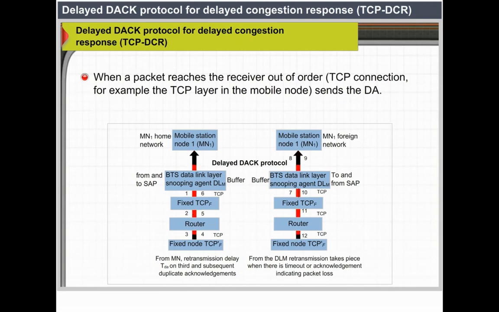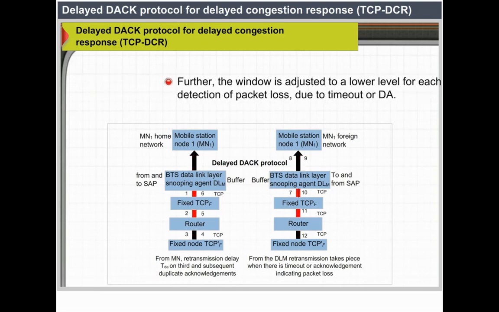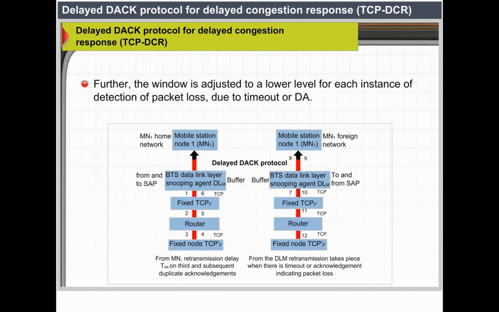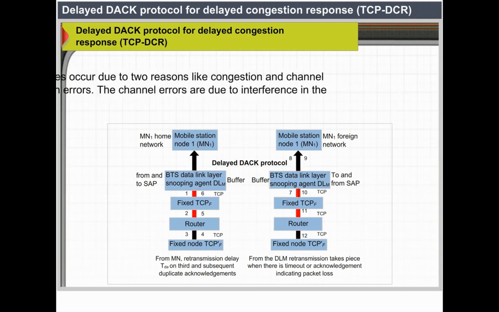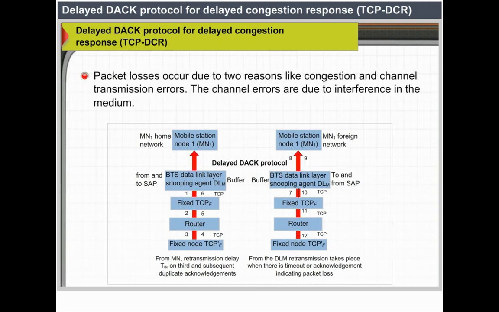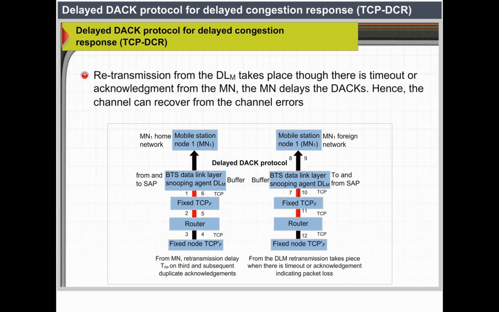When a packet reaches the receiver out of order, the TCP layer in the mobile node sends the DA. Further, the window is adjusted to a lower level for each instance of detection of packet loss, whether due to timeout or DA. Packet losses are due to two reasons: congestion and channel transmission errors. The channel errors are due to interference in the medium.